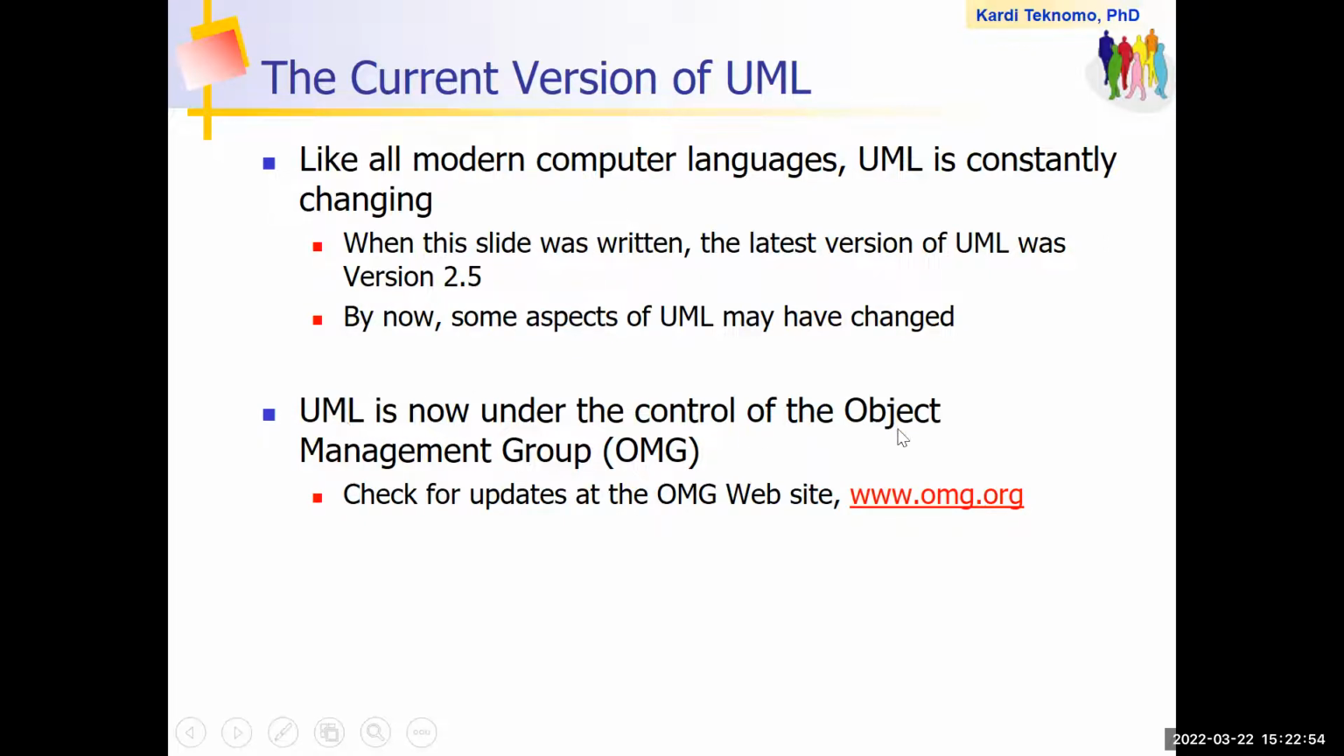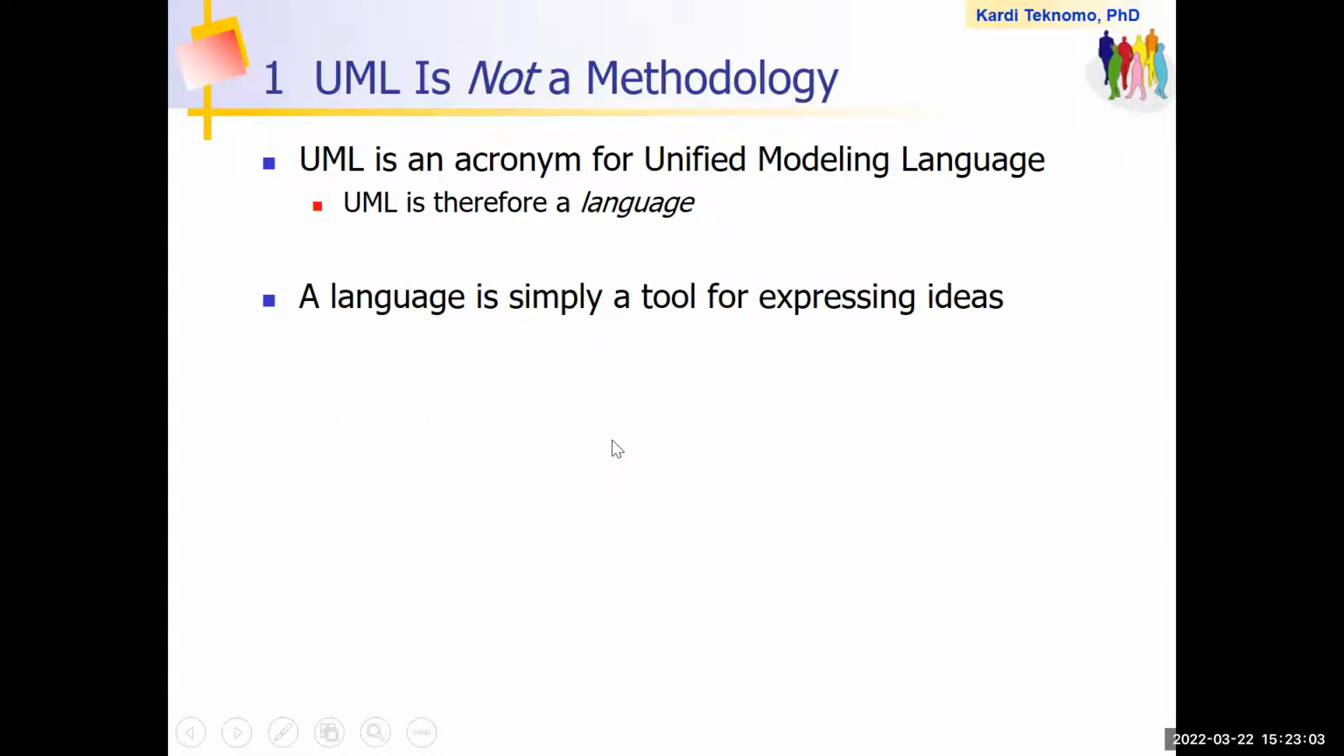Now UML is under the control of what is called OMG, the Object Management Group. You can check this website. So what is UML? UML is the Unified Modeling Language. Basically, you create a design of the software or a system, not just software, including the system, using this diagram. It's a standard diagram that you can use to express your idea.